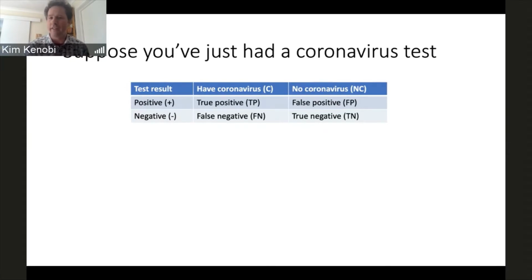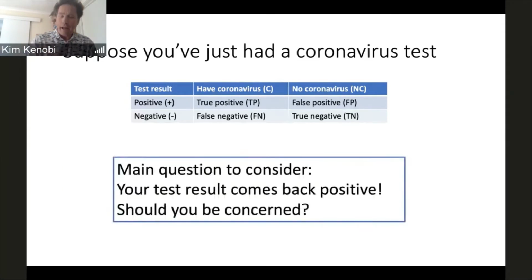And then in the bottom right-hand corner, you don't have the disease and you get a negative result, so that's a true negative. And if the world were perfect, or if these tests were perfect, that would be all that you would have. You'd have zeros in the other places. But they're not perfect, so sometimes you might have the coronavirus and get a negative result, which is a false negative. And sometimes you might not have coronavirus and it returns a positive result, which is a false positive in that case.